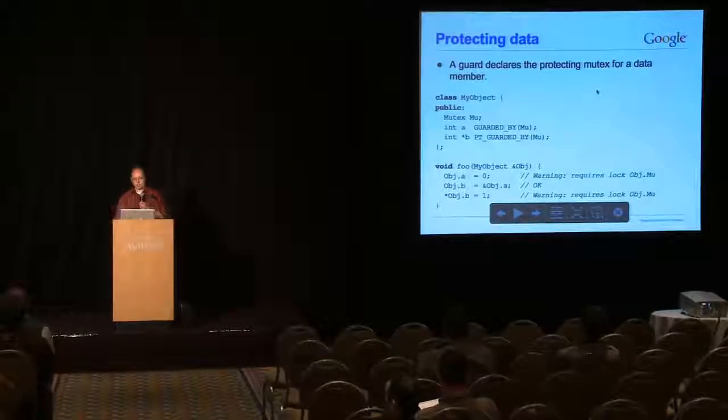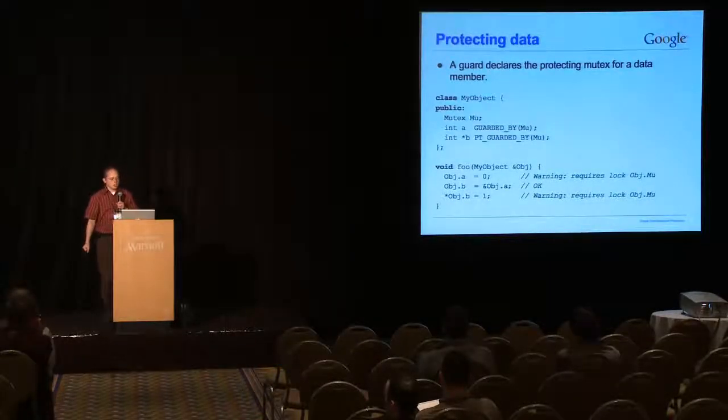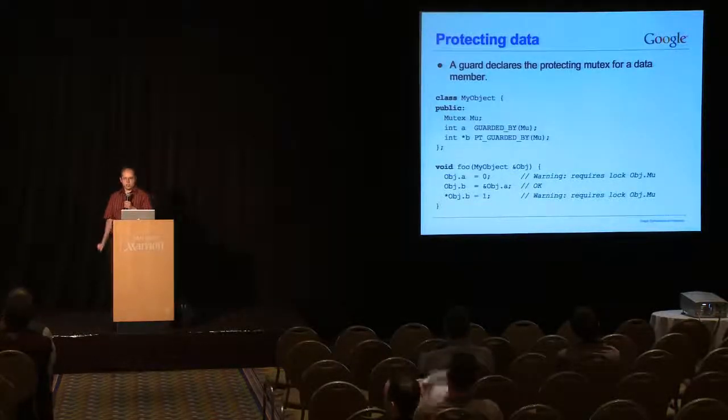Okay, and we've already seen guarded by. That's your basic thing for data members. There's also another one that is pointer guarded by. What that means is it's not the data member itself that's guarded, it's the thing that it points to, for pointer types.